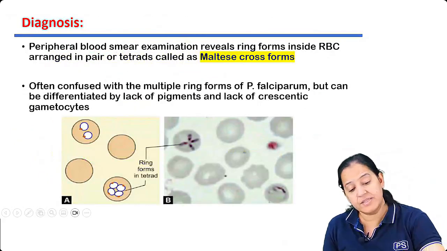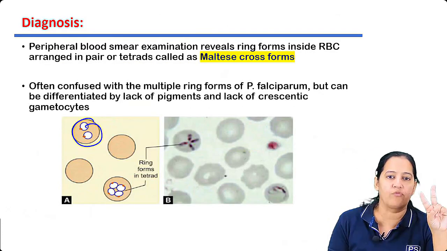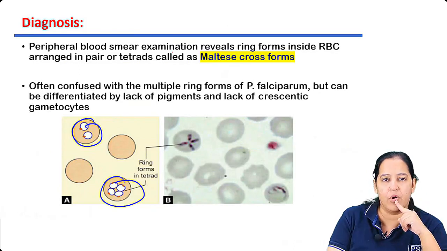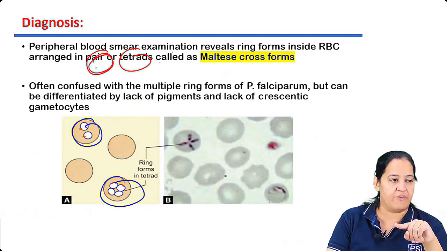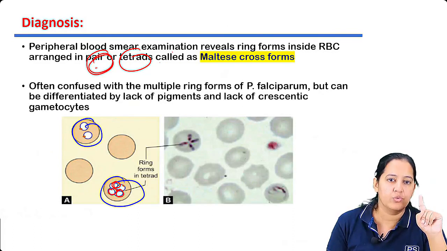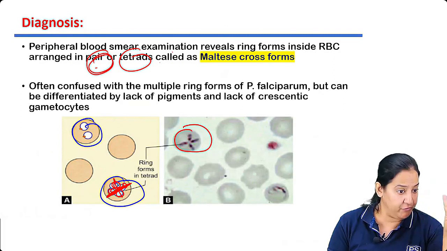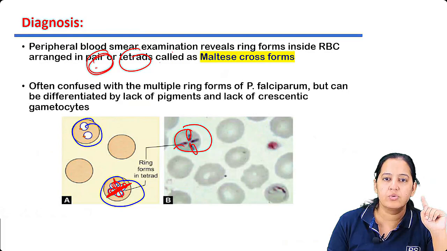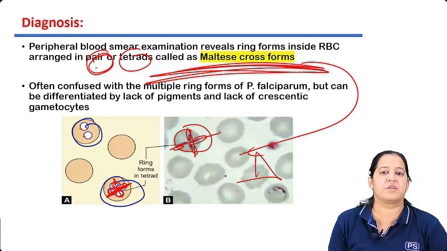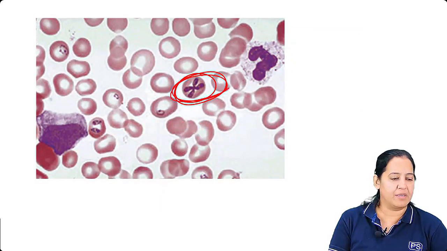For diagnosis, here also inside the RBCs you get the ring. But the point is that the rings are either 2 or 4, not in between. So the rings are either in pair or in tetrad. Whenever they are 4, 1, 2, 3, 4, they make a cross. You can see here, this is an RBC, and I want you to appreciate the 4 rings. The cross is known as the Maltese cross, which is the diagnostic feature here. Please learn the Maltese cross.